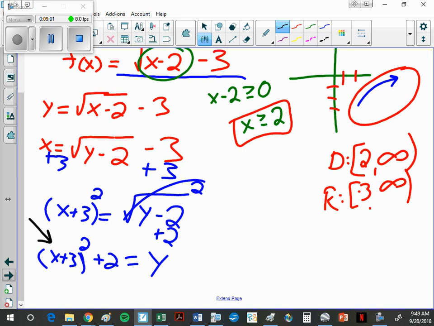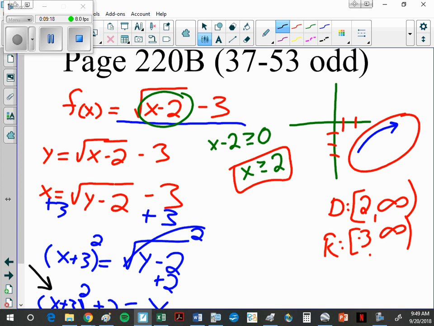Are there any numbers I'm not allowed to plug into (x + 3)² + 2? No, but my original equation did have restrictions, and those restrictions are going to translate into restrictions on the other one. But let's do the inverse.